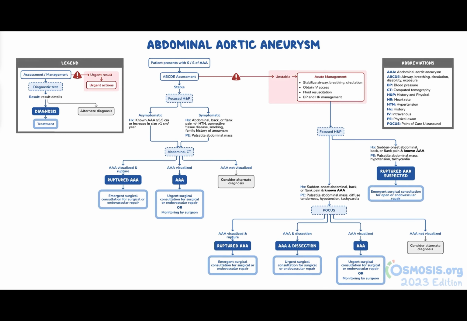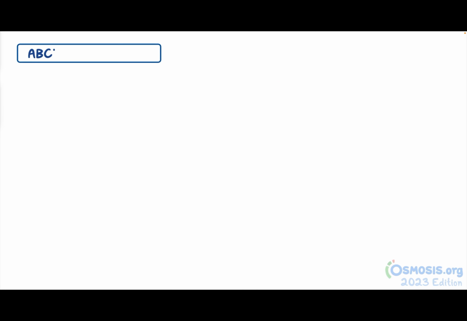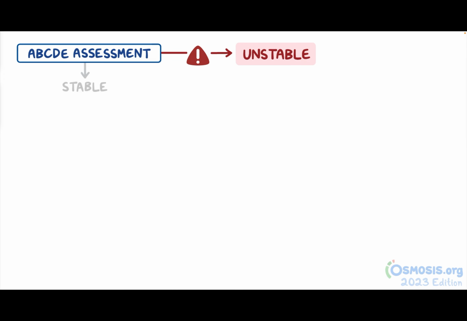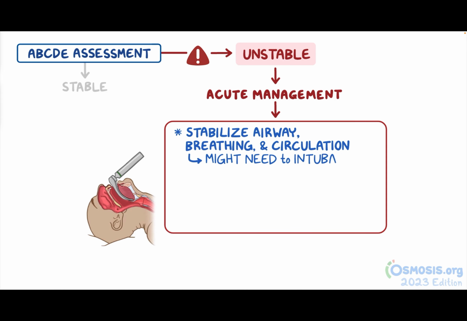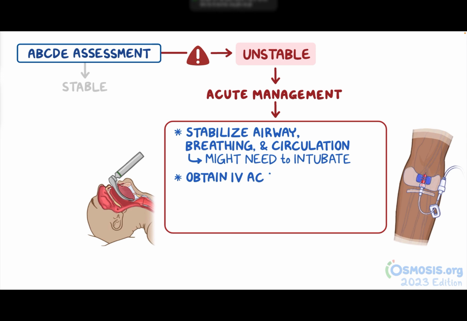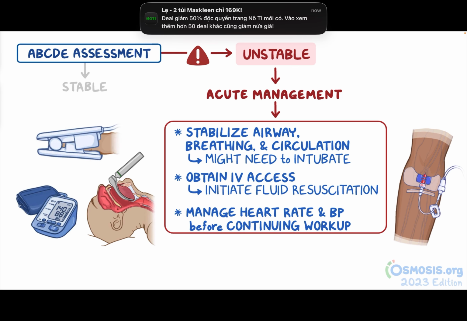When a patient presents with signs and symptoms suggestive of AAA, you should first perform an ABCDE assessment to determine if the patient is stable or unstable. If the patient is unstable, start with acute management to stabilize their airway, breathing, and circulation. This means you might need to intubate the patient, establish IV access, initiate fluid resuscitation, and manage the heart rate and blood pressure before continuing your workup.